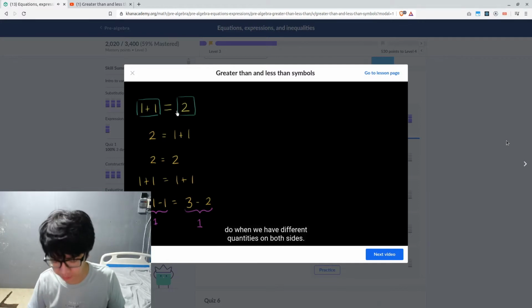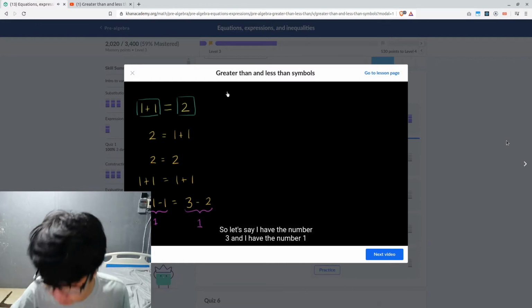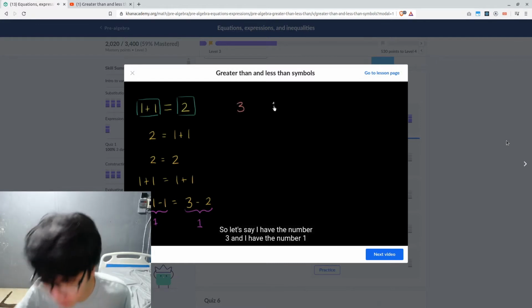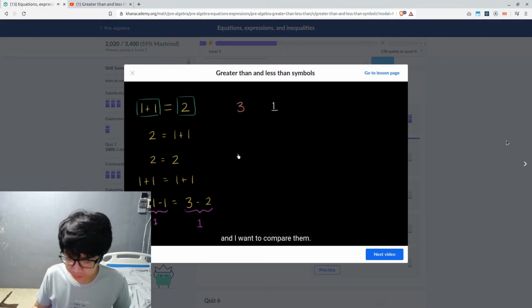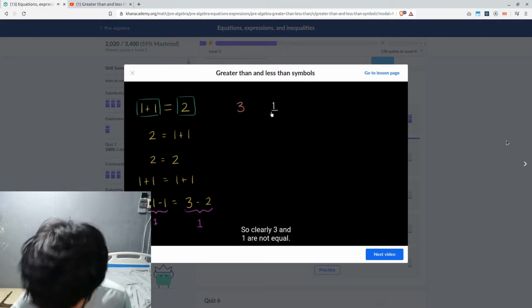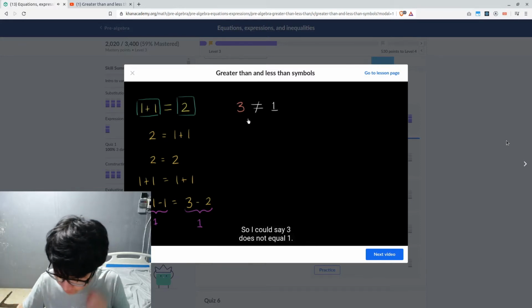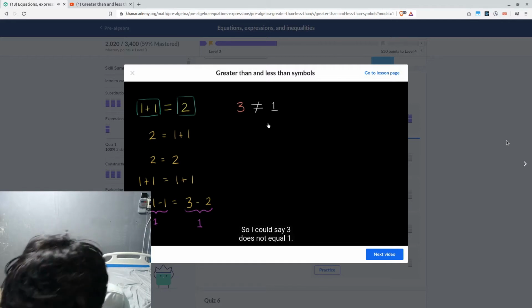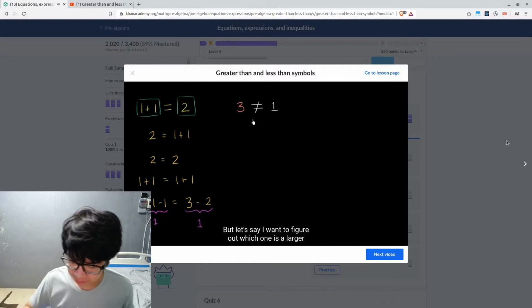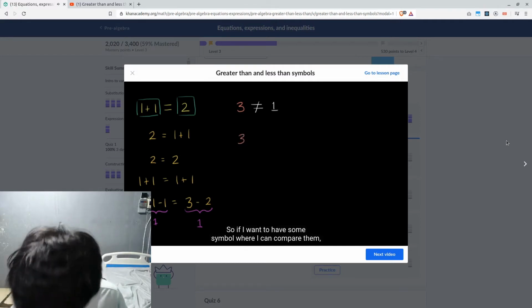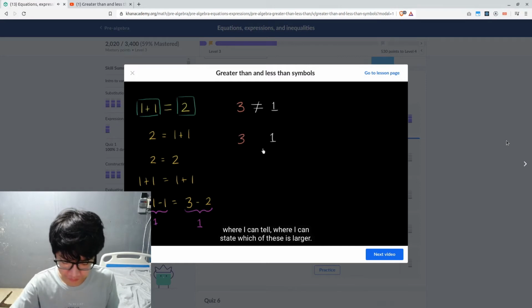Now we'll think about what we can do when we have different quantities on both sides. So let's say I have the number 3 and I have the number 1, and I want to compare them. Clearly, 3 and 1 are not equal. In fact, I can make that statement with a not equal sign. So I could say 3 does not equal 1. But let's say I want to figure out which one is larger and which one is smaller. I want some symbol where I can state which of these is larger.